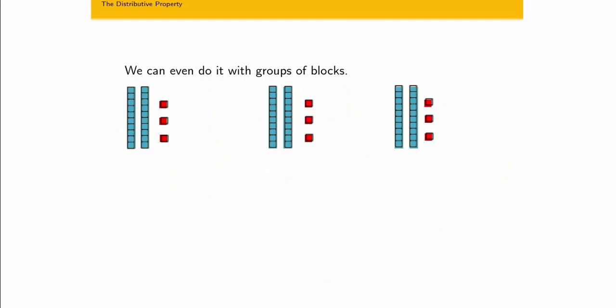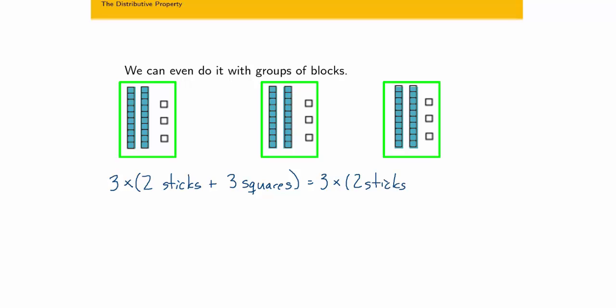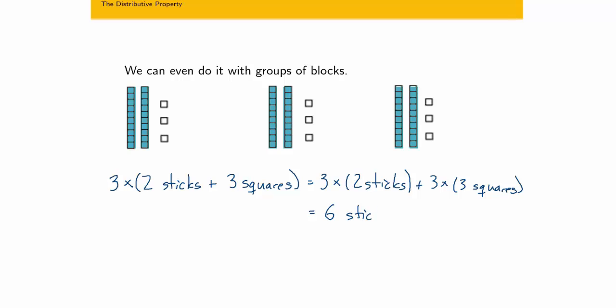We can even do it with groups of blocks. These are pictures of base 10 blocks so that the long sticks are made out of 10 squares. We have 3 groups of 2 sticks and 3 squares. 3 times 2 sticks plus 3 squares is equal to 3 times 2 sticks plus 3 times 3 squares, which is 6 sticks and 9 squares. What do 6 sticks and 9 squares represent? 6 tens and 9 ones, or 69.